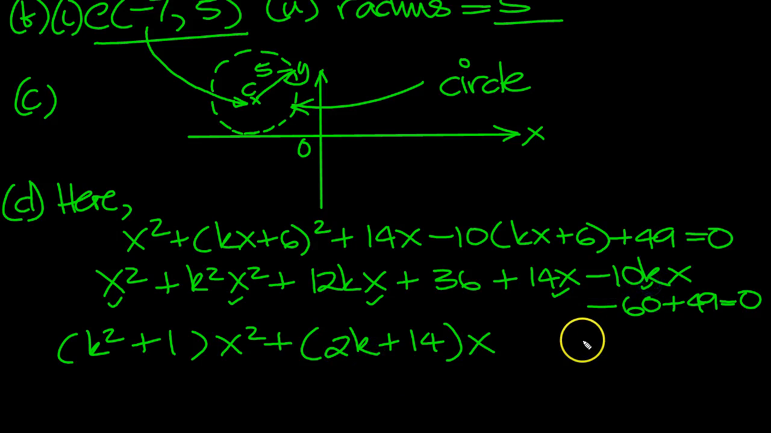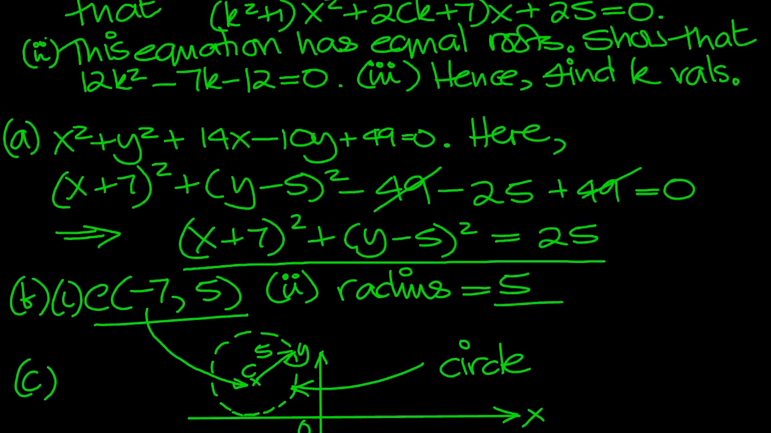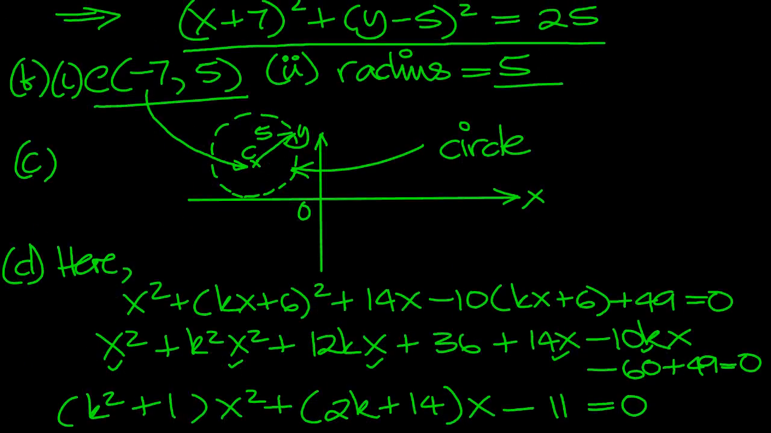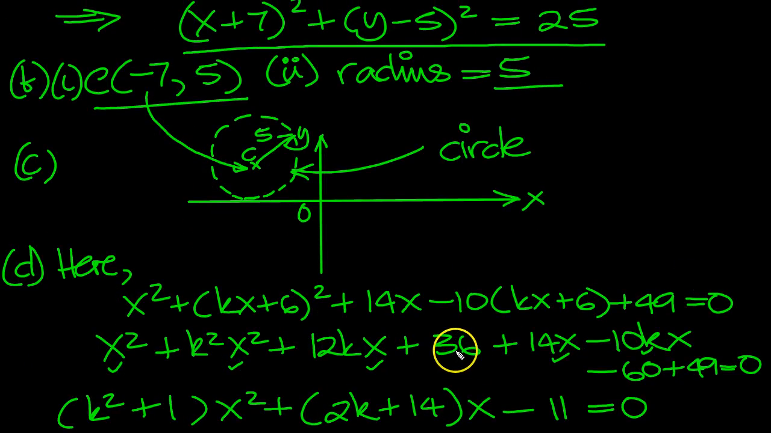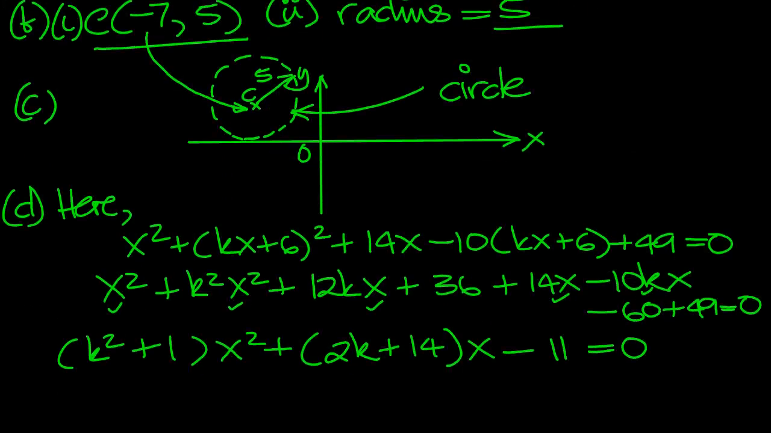Okay, that's that one done. And then the number minus 60 plus 49 is minus 11 equals 0. So let's just look back and see if we're anywhere near it. 2 needs to come out in 25. We've got a 36 here, so I didn't introduce that. So I better be careful there and take a 2 out as common. That should do it.